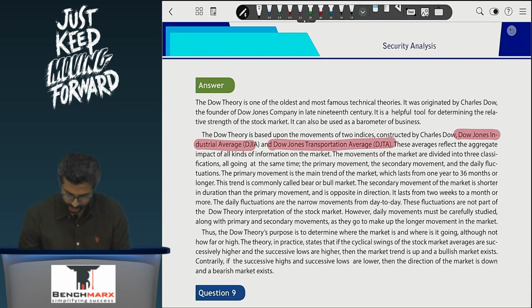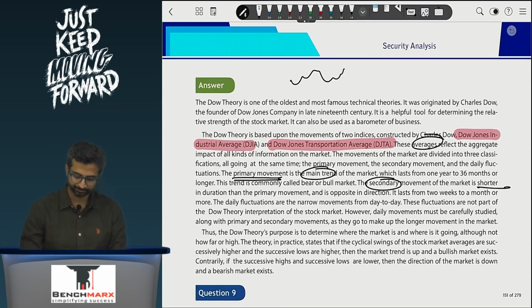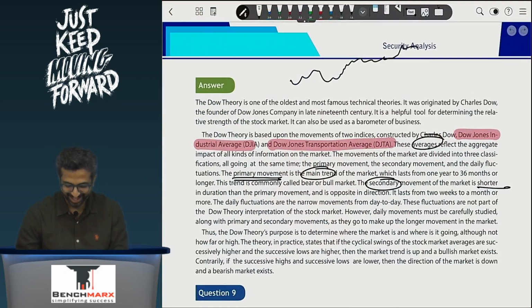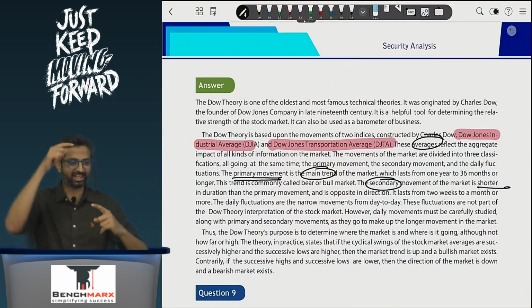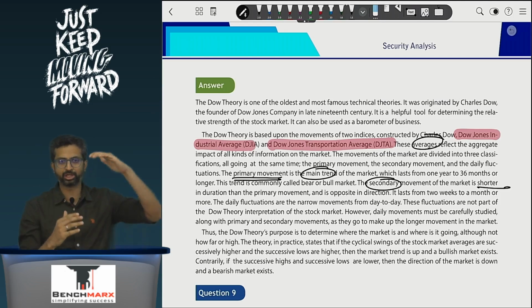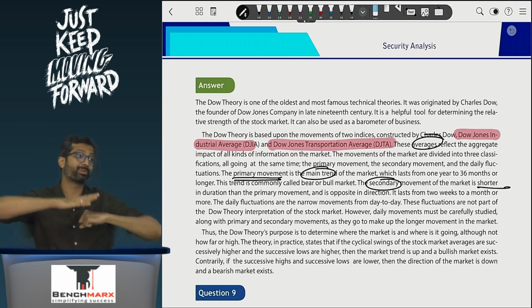So the averages, as you would say, show the movement. There is a movement called a primary movement, which is the main trend. Then there is something called a secondary movement, which is a shorter duration trend. So what is a primary movement? So you see something like this, maybe it is going up. So over here the primary movement goes up and down, but by and large it is going up. That is a primary movement.